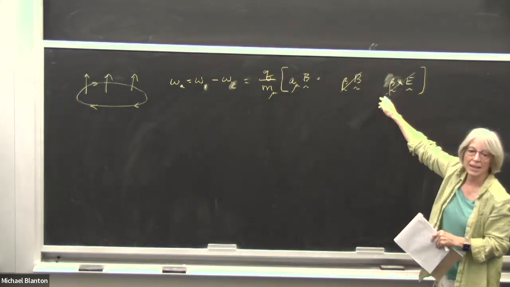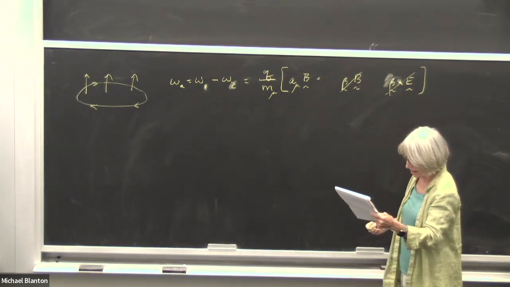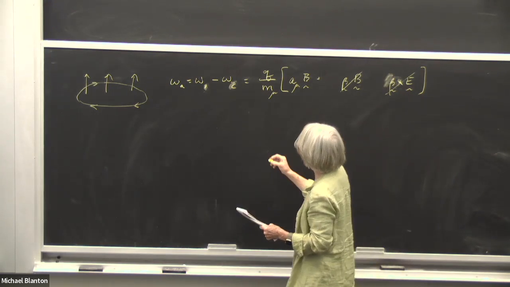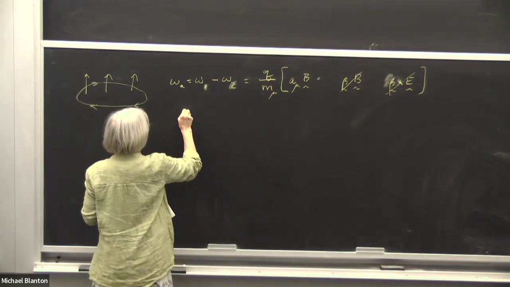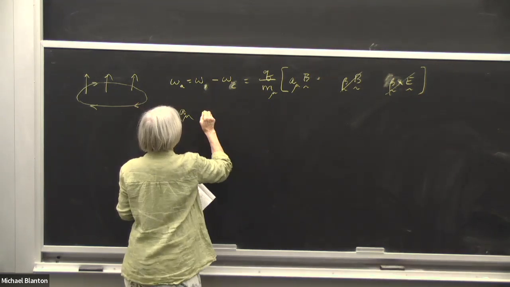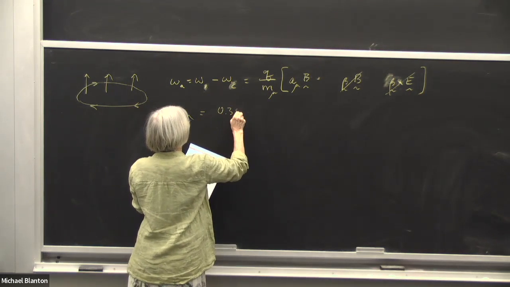So you can imagine the experimental side is a nightmare. The precision that they have on the value of a_mu that you can extract from this is 0.25 parts per million.